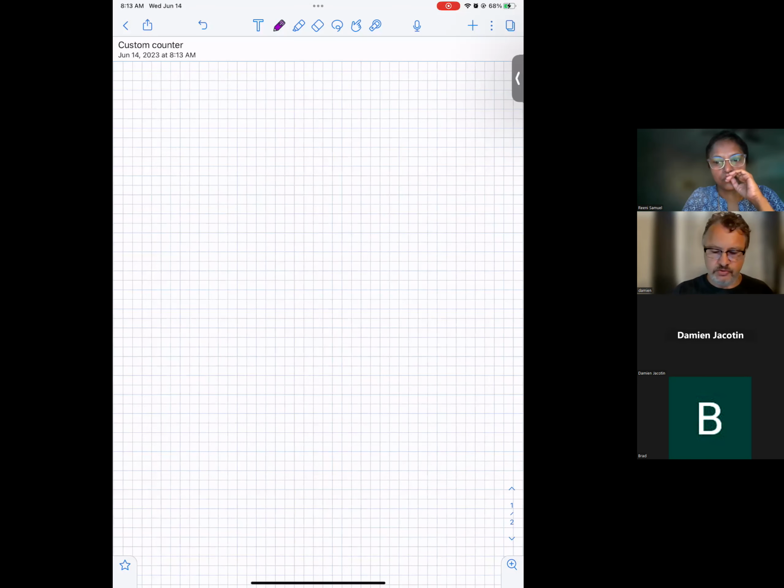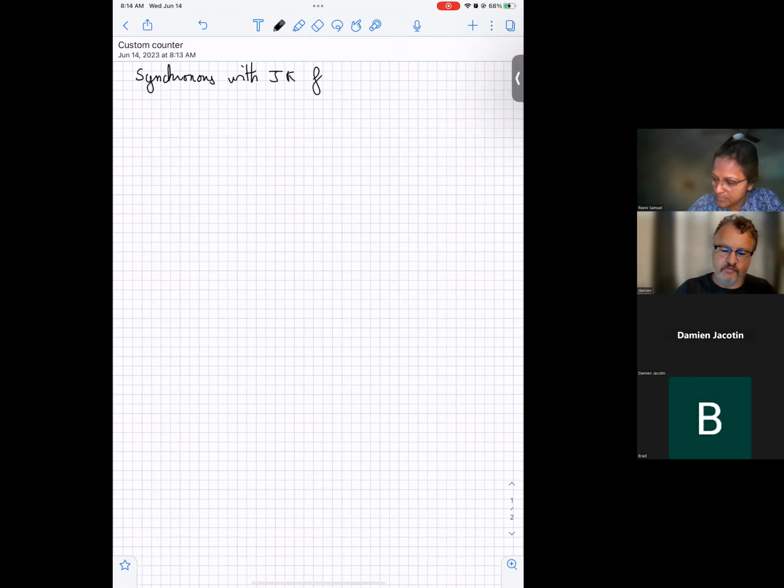All right, so we're going to custom design a counter. It's going to be synchronous, and we are going to make it with SSI, so with JK flip-flops. We're going to limit it to a 3-bit counter, not to be too big and too complicated. But the beautiful thing about synchronous counters is that it really can go all over the place.